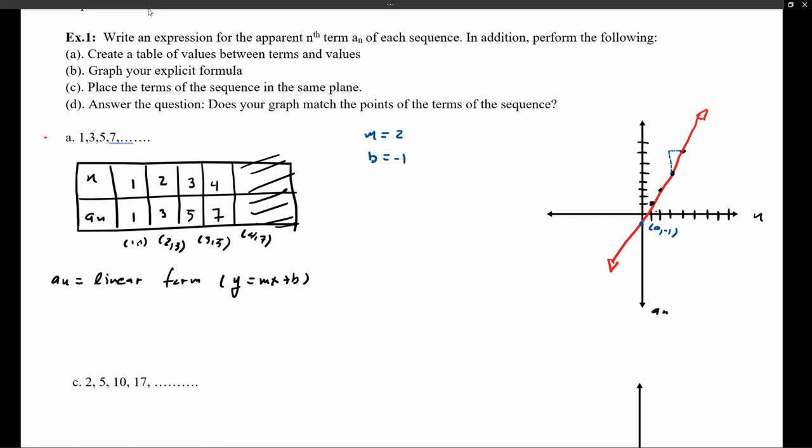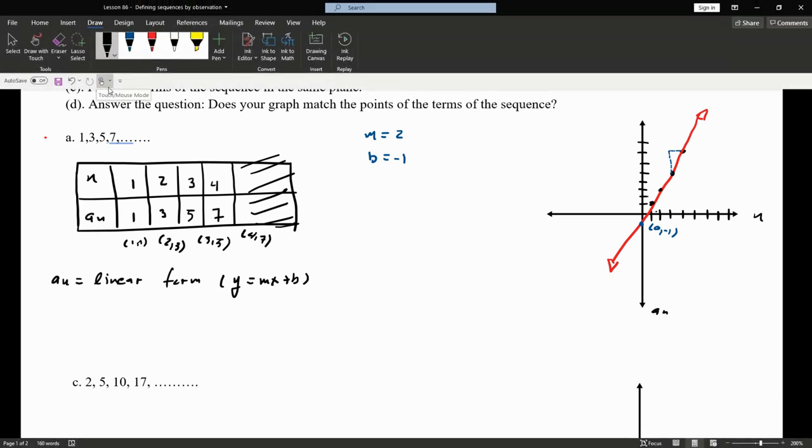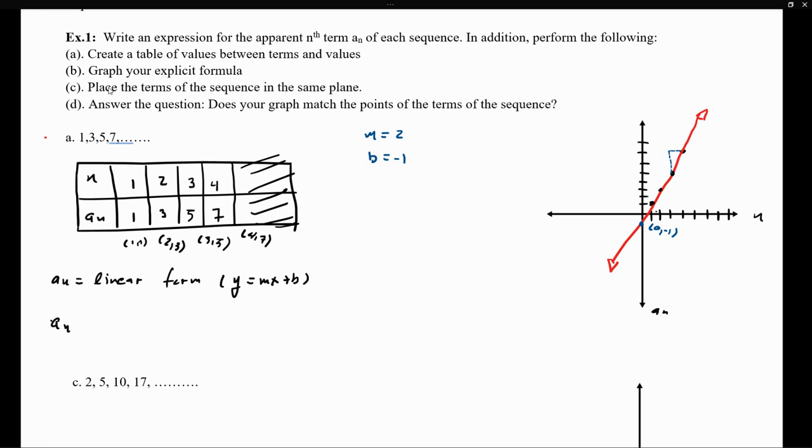So now, noticing that my sequence behaves like a line, in order for me to define this line, I know that my slope is 2 and my y-intercept is negative 1. So now we can use that to define a formula for my sequence. Because now I can say, look, the value of my sequence can be seen as 2n minus 1. And notice that this follows the y equals mx plus b form.